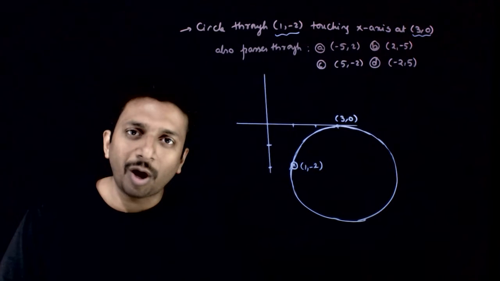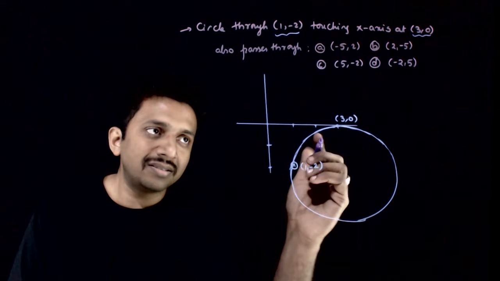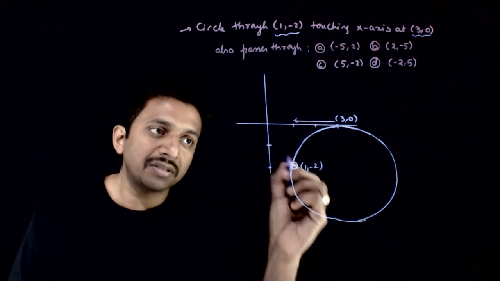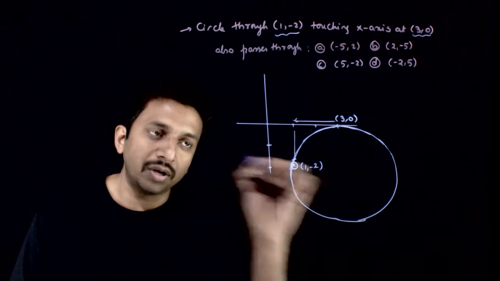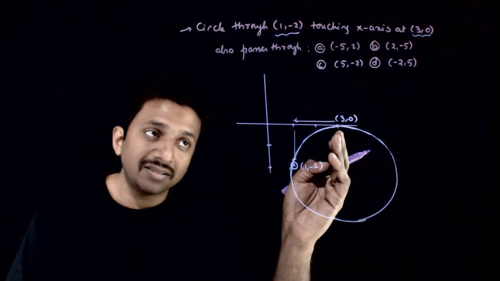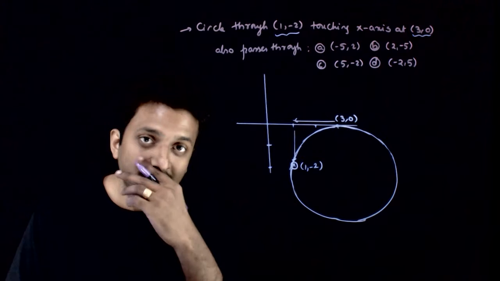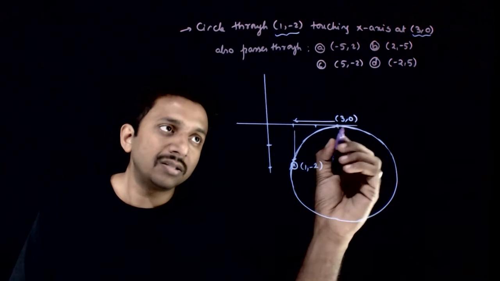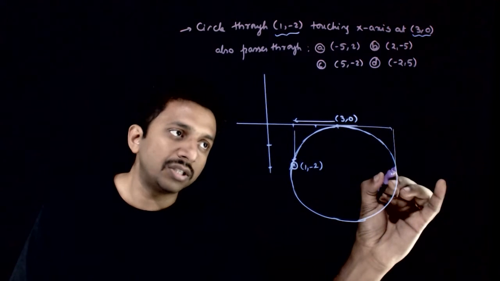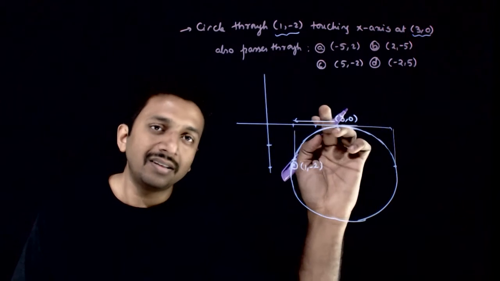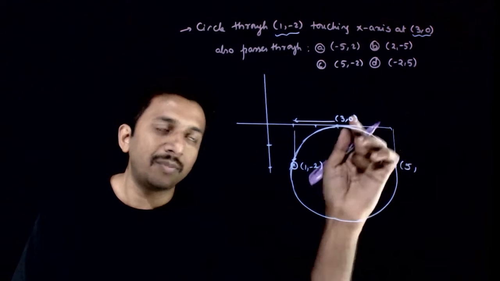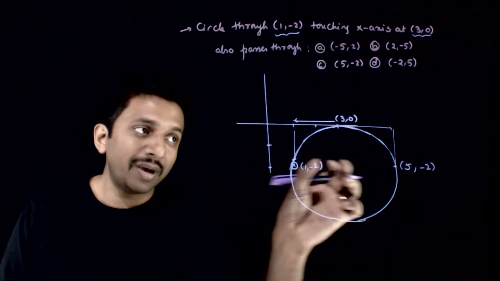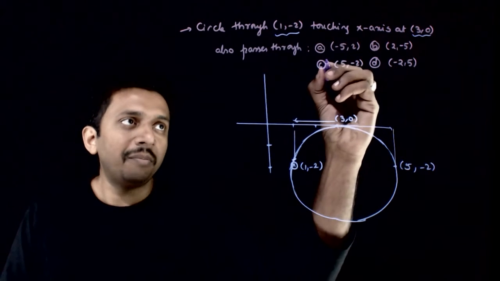The options given are very straightforward. As you can see, this point (-1, -2) is 2 units backwards and 2 units downwards. Because this is a point of tangency, all the symmetric points lie on the circle. The symmetric point corresponding to (1, -2) should also lie on the circle. If I go 2 units forward and 2 units downward, I get 3 plus 2, the point (5, -2). So if the circle passes through (1, -2), it also has to pass through (5, -2).